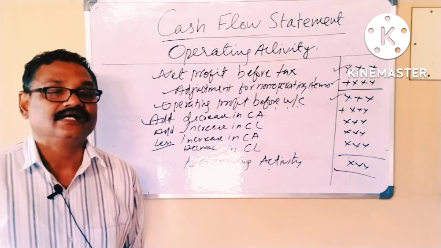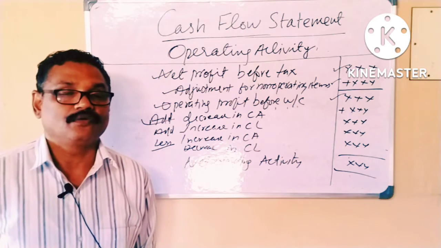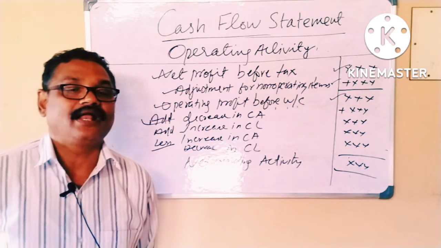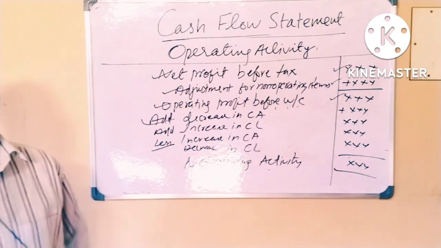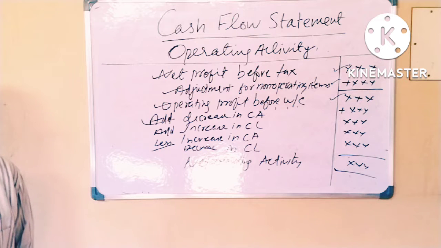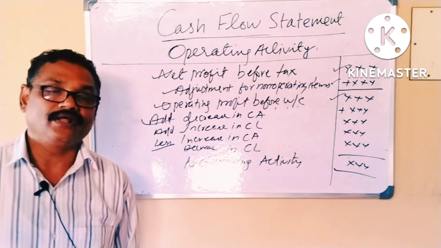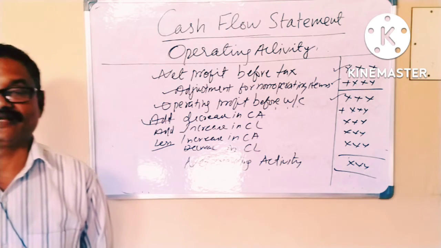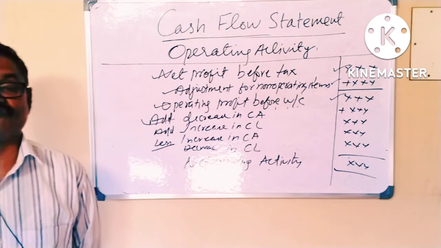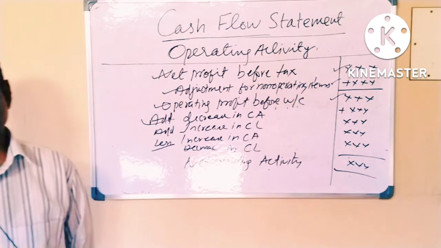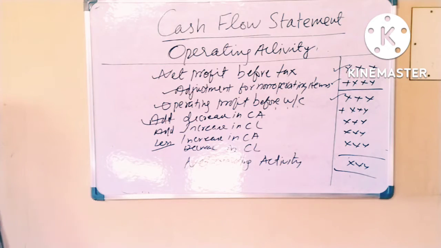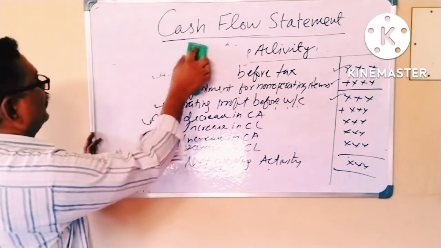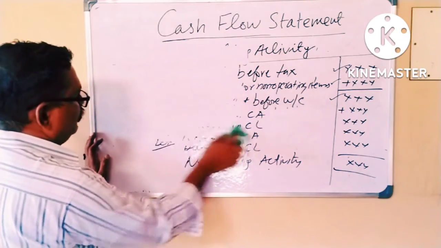For adjusting last, we have to avoid taking cash and bank balance along with the operating activity. Cash and bank balances are included in current assets, but we cannot include them in the current asset category because we have to adjust them last along with the grand total. Remember. Next, dear students, we are going to study the preparation of investing activity.